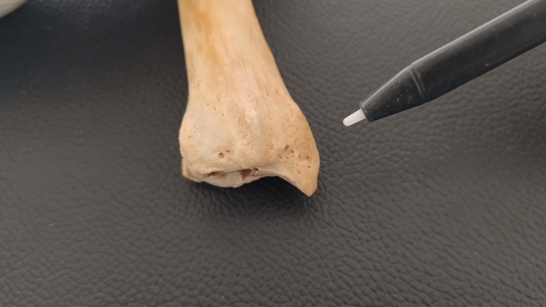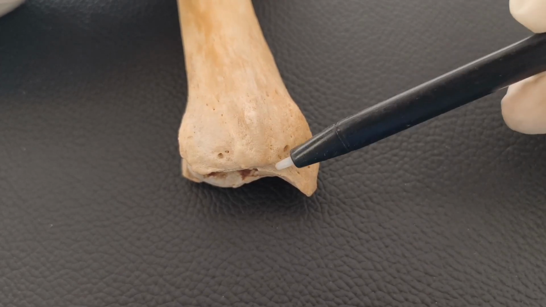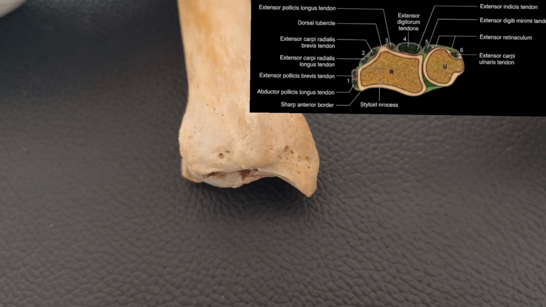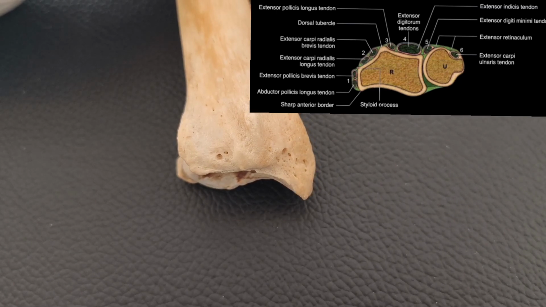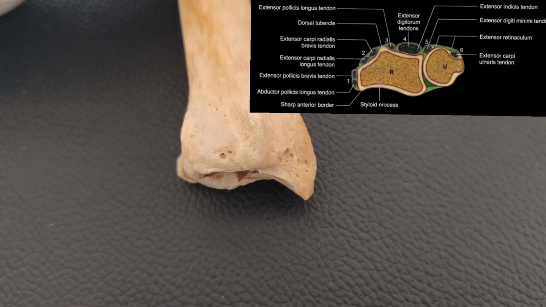There are 6 compartments under the extensor retinaculum, 4 of which are formed by the radius bone and the extensor retinaculum, while the 5th compartment is in between the two bones, that is the radius and ulna, along with the extensor retinaculum, and the 6th compartment is present between the ulnar bone and the extensor retinaculum.